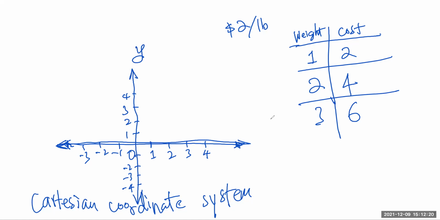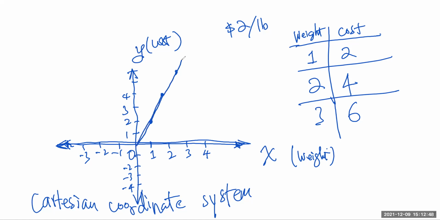If we use weight as our x, our y as our cost, so this is our weight, and this is our cost. So 1, 2 is here, 2, 4 is here, and 3, 6 is here. And what do you notice? Draw the line over what we got. We got a straight line, right?